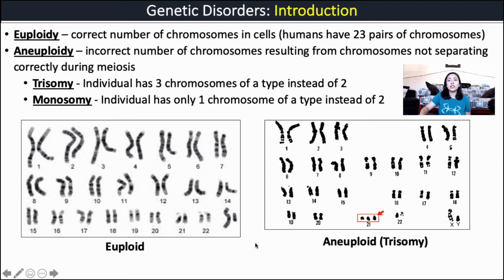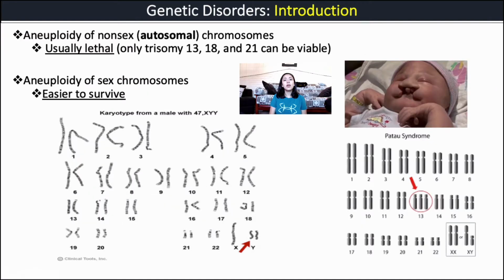However, in the trisomy condition, for example, in this case here, you can see that there are 3 chromosomes of this type when there should only be 2 chromosomes of that type. If somebody is monosomy, they would only have 1 chromosome of a type instead of the 2 that you should have. Not all aneuploid conditions are as detrimental as others. So remember that we have 46 chromosomes, or 23 pairs. So what that means is of each type of chromosome, we have 2 of that type in a normal condition.